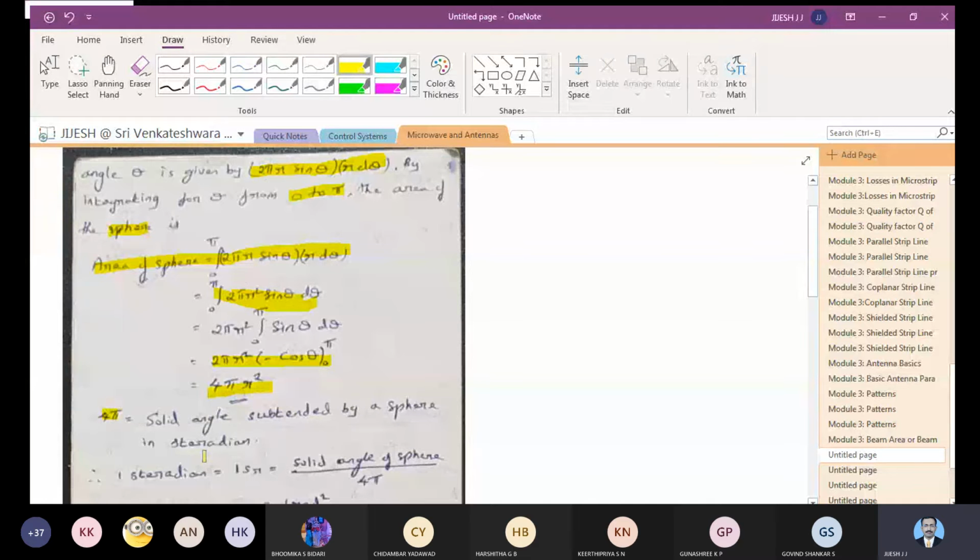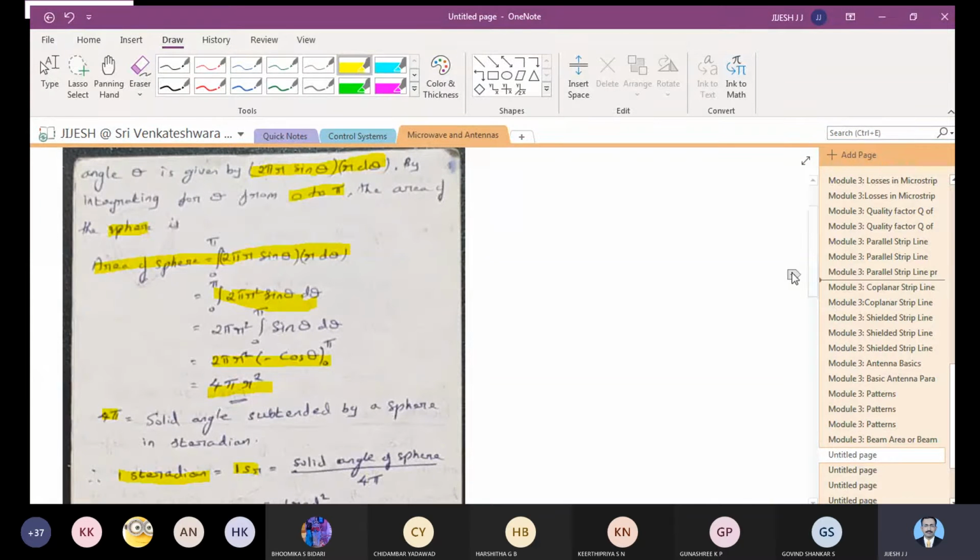And we have to know that one steradian is represented as 1 SR, and it is defined as the solid angle of the sphere divided by 4 pi. So this is what is defined as 1 steradian. So all these things you need to write.